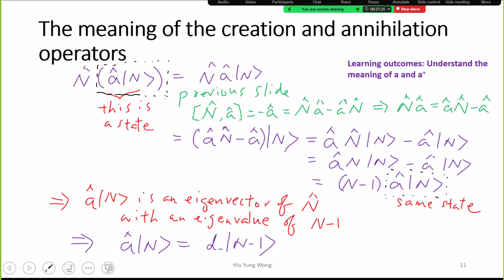A hat dagger matrix, right? Yeah, we are going to look at it later. I will show you the form. Yeah, good point. Let's look at it later.